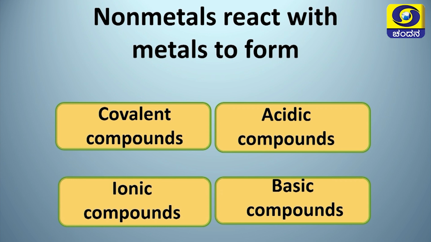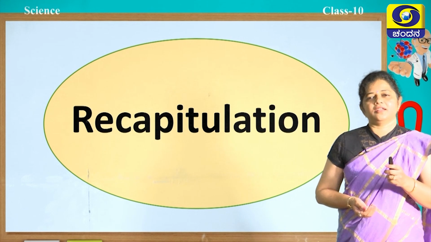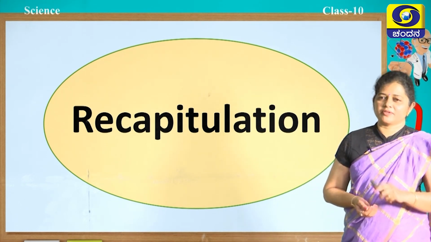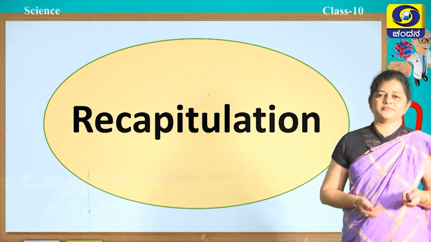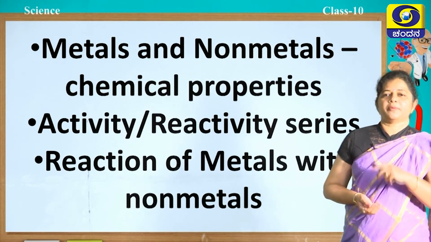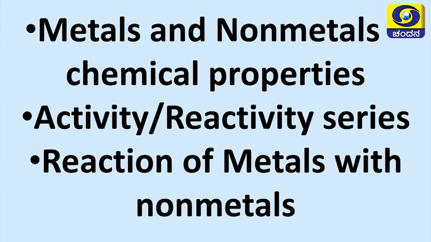I hope all of you answered it correctly, and congratulations to all those who have answered correctly, and better luck for those who could not. You will be able to answer in the next class. Now, let us have a short recapitulation of whatever we learnt in today's class. Metals and non-metals, few chemical properties of metals and non-metals, the activity series, the reactivity series, the reactions of metals with non-metals.